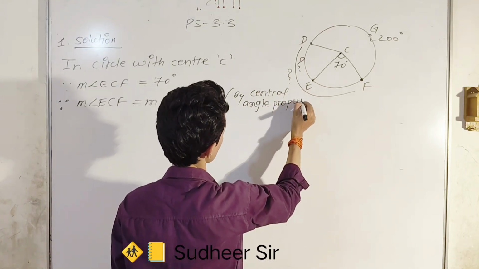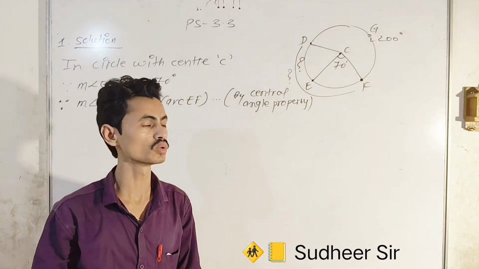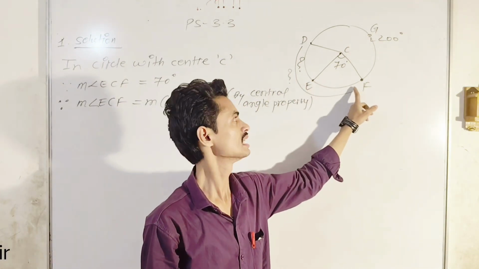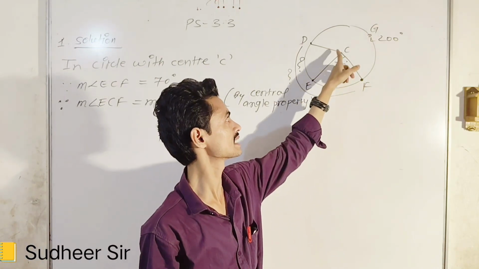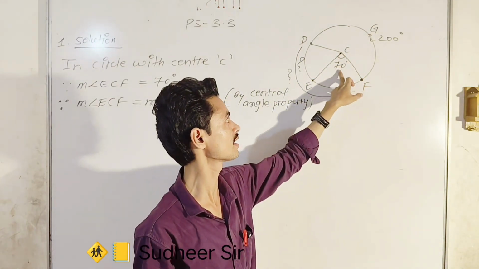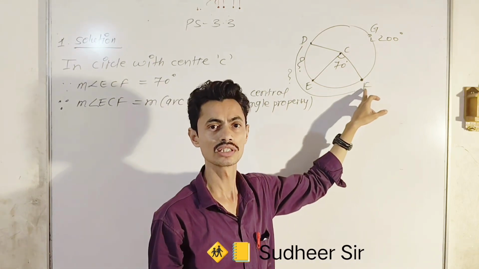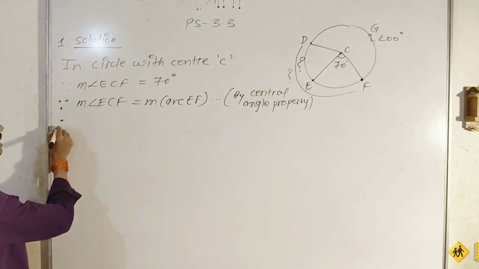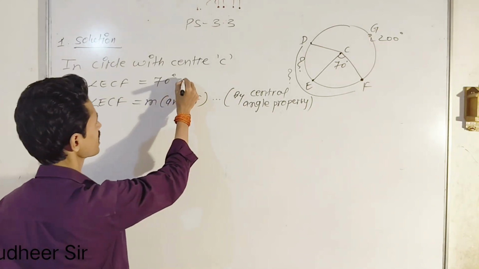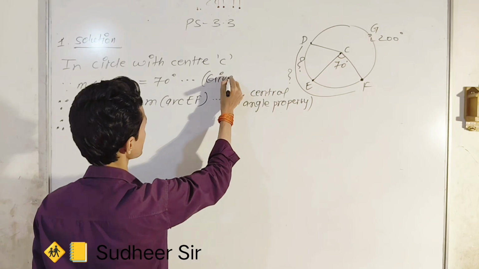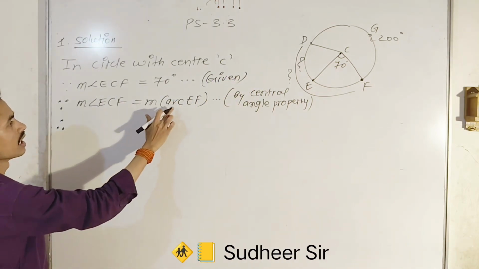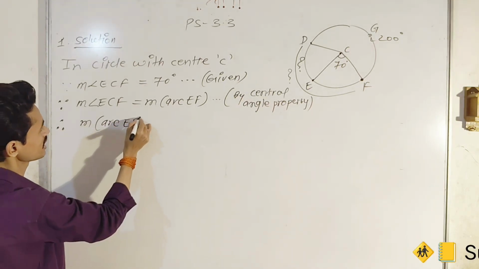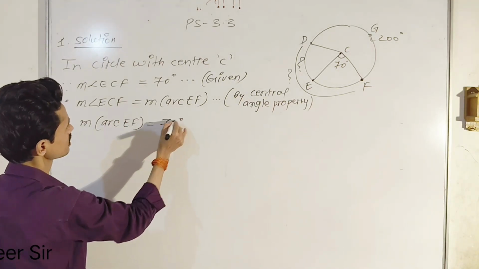As I already explained to students, whenever any arc is intercepted by a central angle, the measure of the central angle and that arc is the same. So that's why we can write this step. After that, the measure of ECF is given in the textbook, so we can find the value of the measure of arc EF. Therefore, measure of arc EF equals 70 degrees.